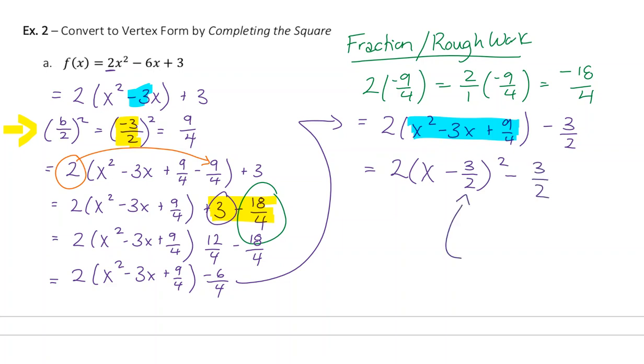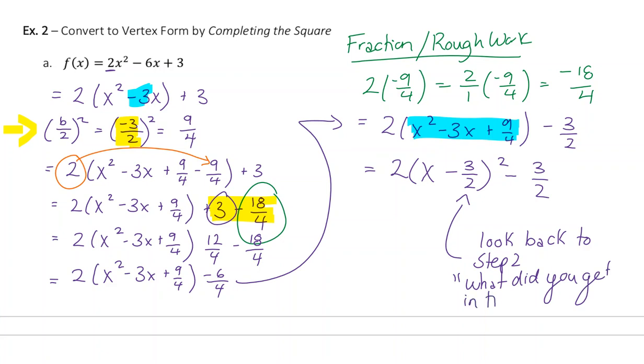Okay, every time this value right here, look back to your step 2 and ask yourself the question, what did you get in the brackets? Well, if you look back, we highlighted it, that was -3/2, so this is x minus 3/2, and we have just completed completing the square for our first fraction problem.